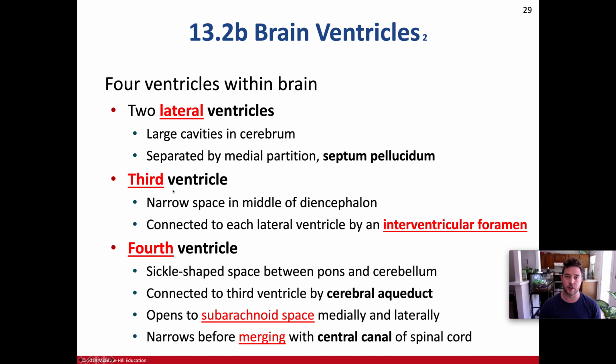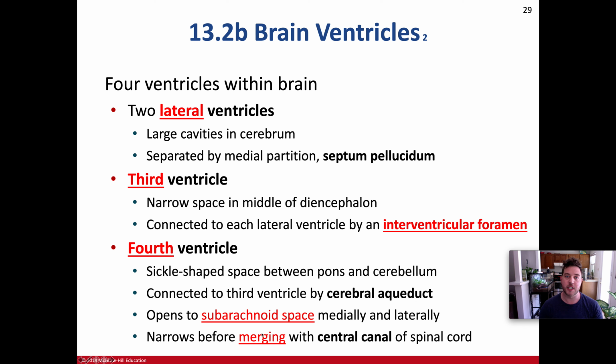There is the 3rd ventricle, so you have 2, and then they go right into the 3rd, which is a narrow space in the middle of the diencephalon, connected to each lateral ventricle by an interventricular foramen. If you remember, a foramen is a hole, interventricular between the ventricles. And then you have your 4th ventricle, which is a sickle-shaped space between the pons and the cerebellum. So the cerebellum and part of the brainstem. It's connected to the 3rd ventricle by the cerebral aqueduct. An aqueduct is something that drains fluids, connecting spaces.